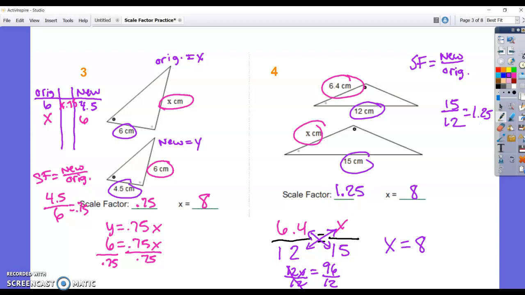Okay, you're going to pause the video, try 5 and 6 on your own for 5 minutes, and then play the video to check your answers.